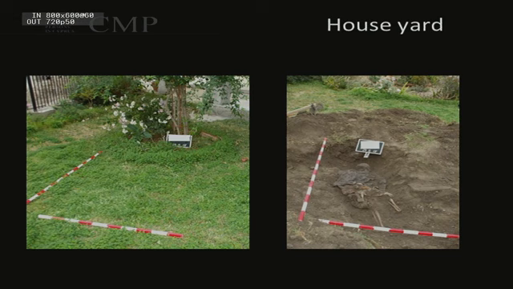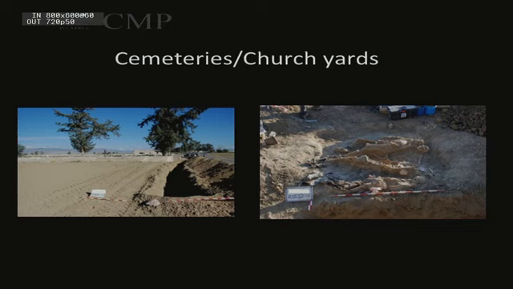Also, we can find remains in house yards or houses. People decide to build a garage in their gardens and they find bones, so we need to go and check. This is one example, the garden and the place where they found the individual. Also, people tried to bury the missing persons close to cemeteries or churchyards, which have religious features. They thought that if they buried them close to those places, maybe it would be a proper burial. This is an example of a burial just next to a cemetery.